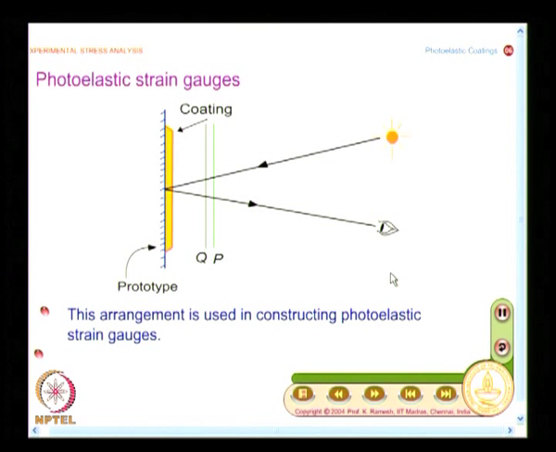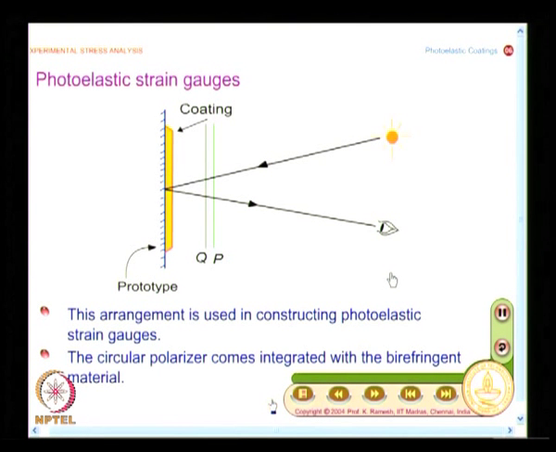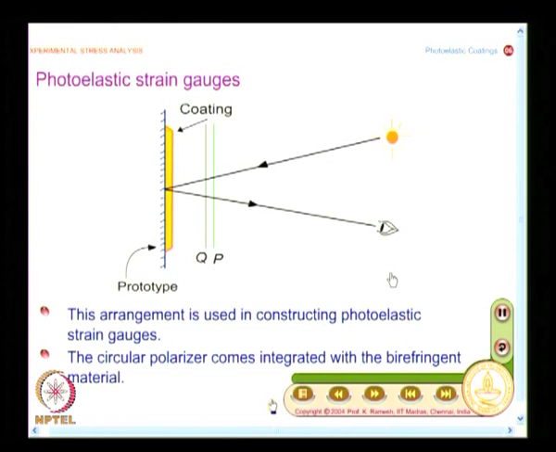In those days, when you have a uniaxial stress or biaxial stress, even that knowledge was considered important, and people had strain gauges, photoelastic strain gauge with a hole on it, and then they will find out whether it is uniaxial state of stress or biaxial state of stress. It gives you quick information, because in a strain gauge you have to connect it to an instrumentation and read the strain. Here, if there is any load applied, you will see movement of fringes. So, it was very attractive. So, the circular polarizer comes integrated with the birefringent material.